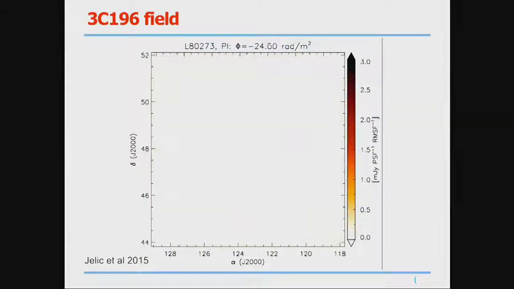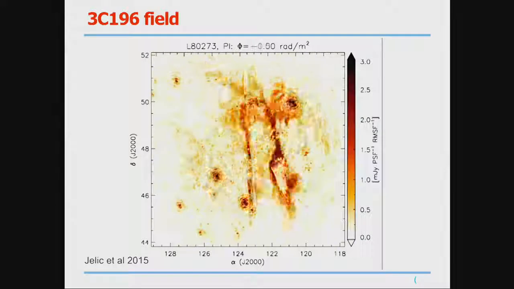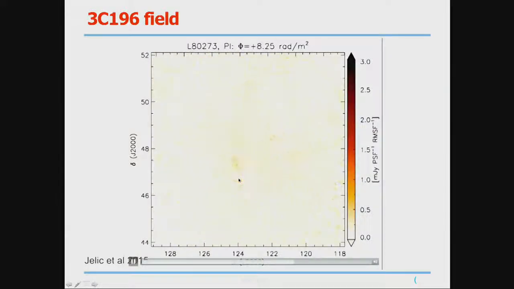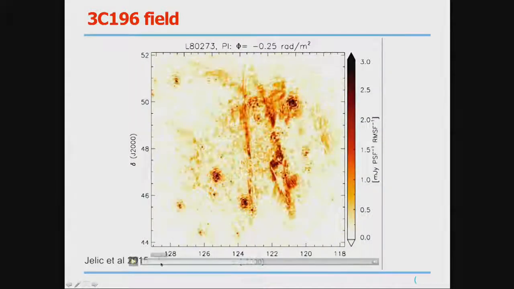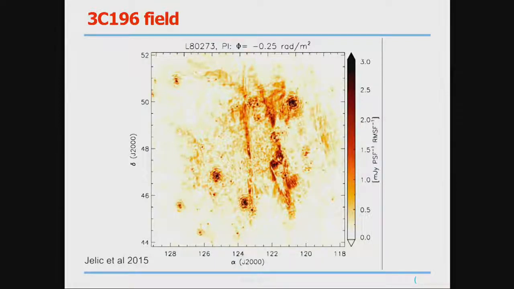Now it starts. It's refusing to stop. Yeah, look at this. You see these straight lines? They are real. You see this thing? That's real. These things are not. These are instrumental. But these straight lines are real. We had no idea what this is. We still have no idea what this is.